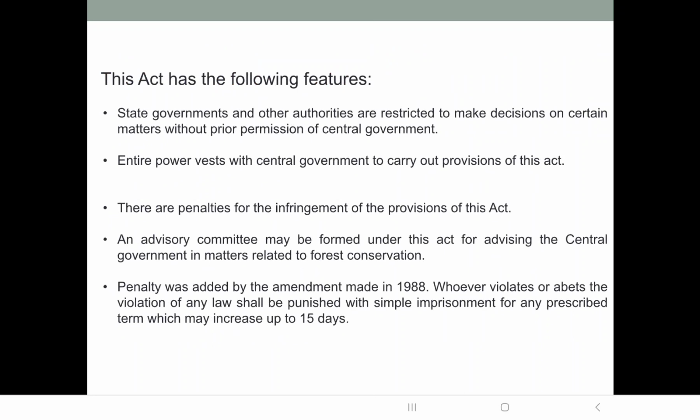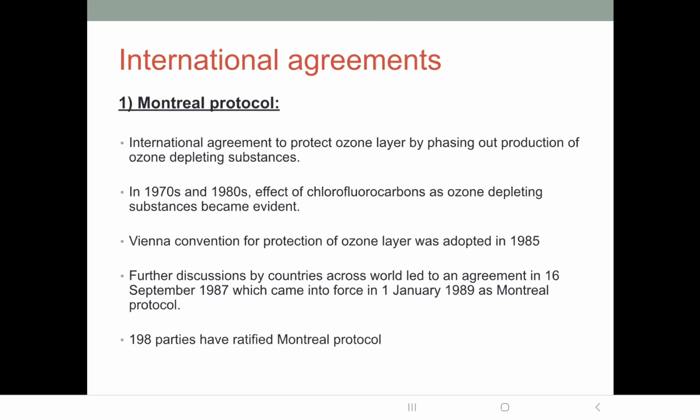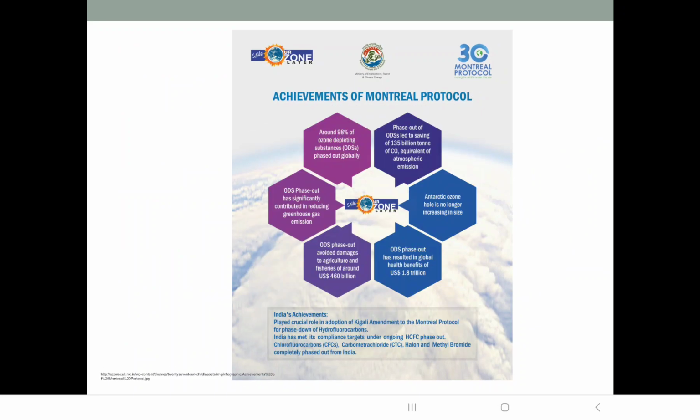Then we have discussed the various features of this act, and we have discussed the international agreements. The Montreal Protocol, again, is a protocol on ozone depleting substances. It sets out targets to phase out the ozone depleting substances, and it is an obligatory agreement. Countries have to implement it, and the targets are set, or a deadline is given to phase out a particular ozone depleting substance. I have told you that it is the most successful international agreement so far.